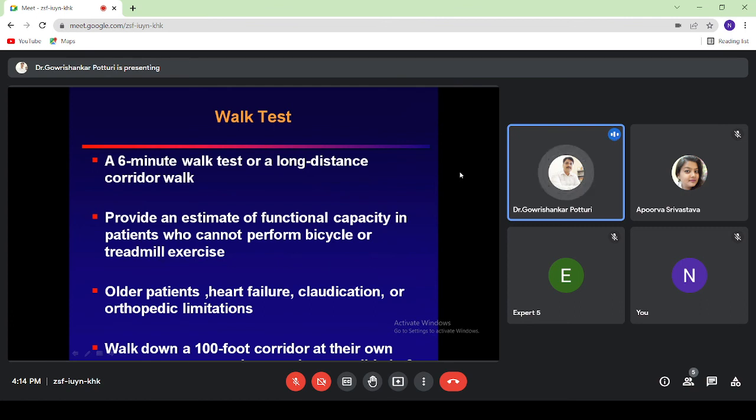Then the walk test, this is very common, we also use it in the physiotherapy department. A 6 minute walk test or a long distance corridor walk provides an estimation of functional capacity in patients who cannot perform bicycle or treadmill exercise. In older patients, heart failure, claudication or orthopedic limitations, walk down a 100-foot corridor at their own pace.